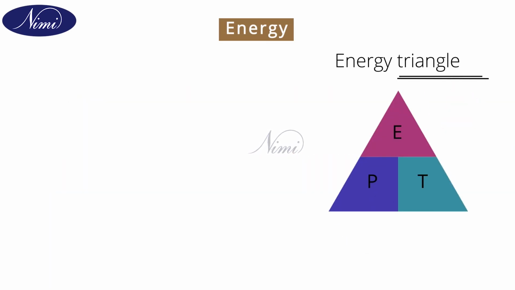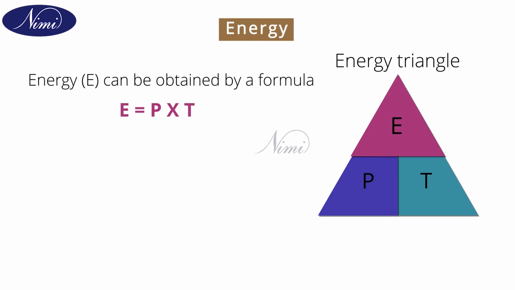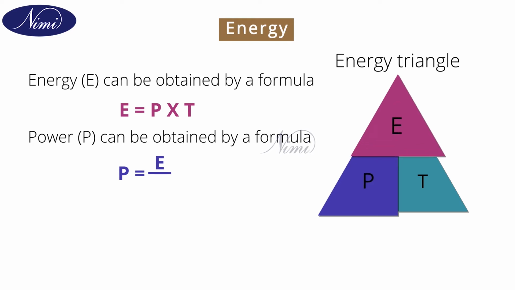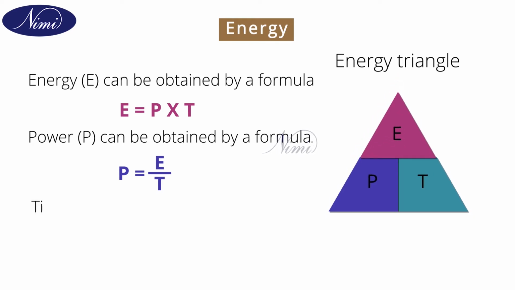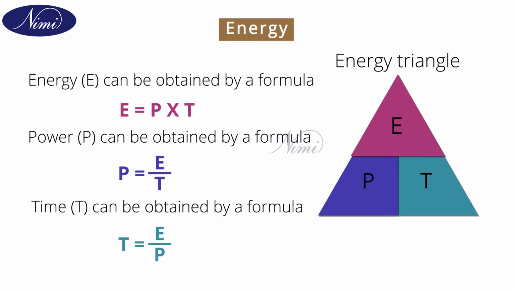From the energy triangle, energy E can be obtained by the formula E is equal to P into T, the power P can be obtained by the formula P is equal to E by T, and the time T can be obtained by the formula T is equal to E by P. Let us move on to the calculation part.